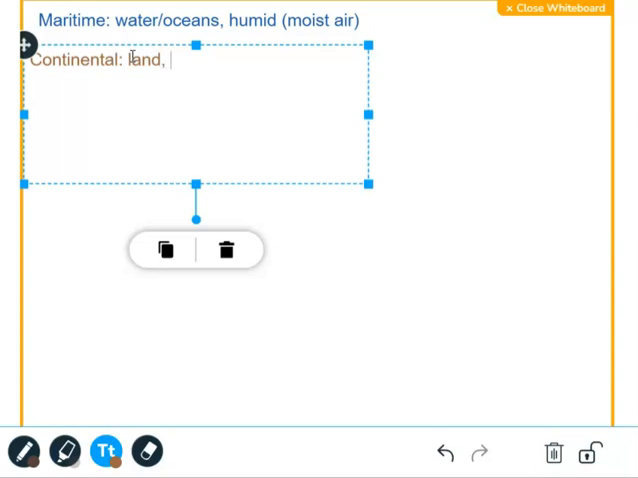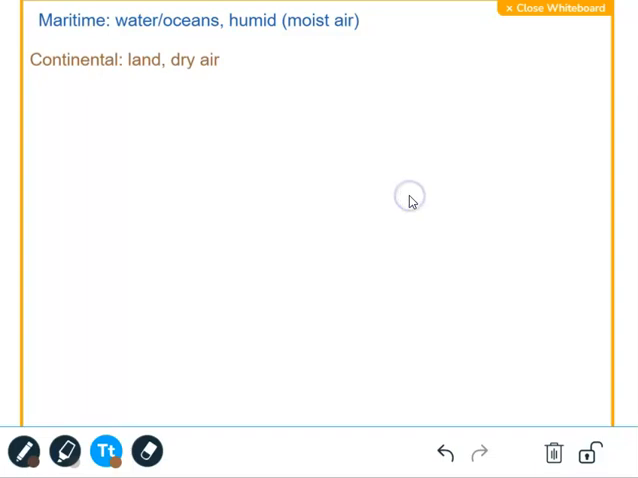Now, just like the maritime, do you have a higher likelihood or a lower likelihood of evaporation if you were over land? Lower, because there's no water associated with that. So that air is going to be dry air. If you're talking about continental, you're going to have dry air. Make sense? Maritime, moist air. It even starts with an M, so that might be a way to remember that. Continental, dry air. Maritime is moist air. Continental is from over the land, and it is dry air.